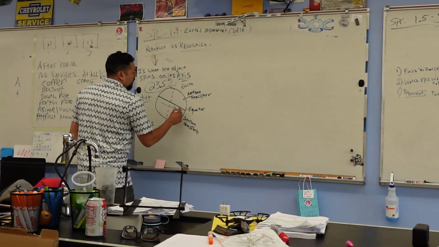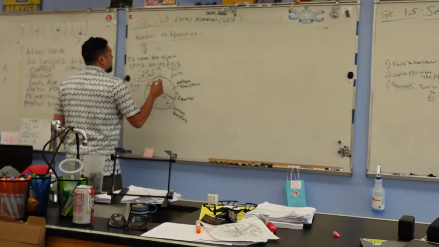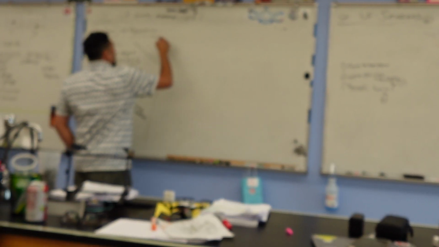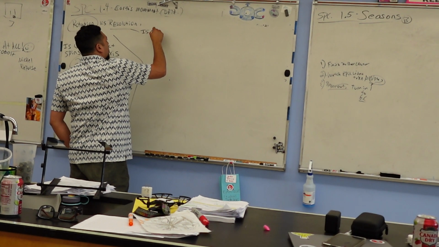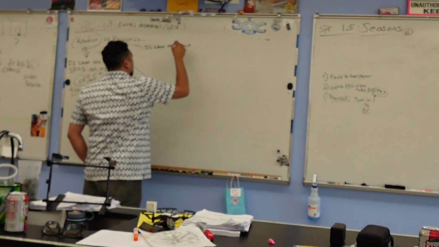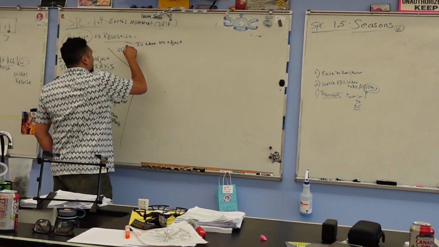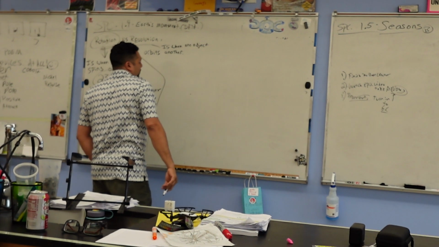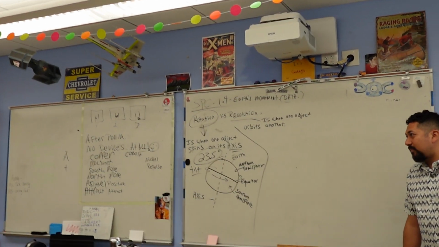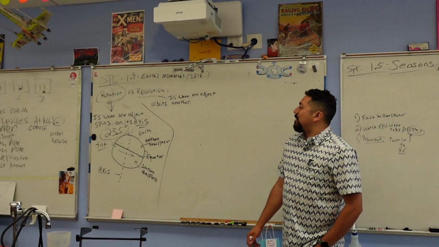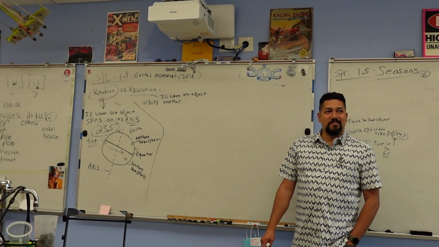So we have rotation. We have the Earth rotating on its axis. Next, we have revolution. Revolution is when one object orbits another. Revolution is when one object orbits another.